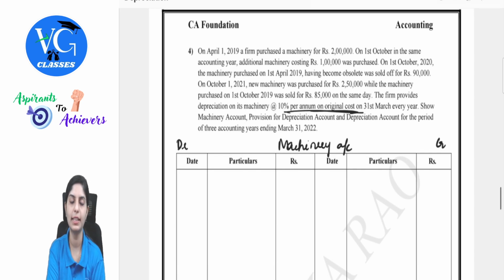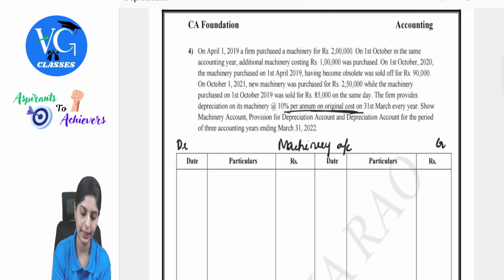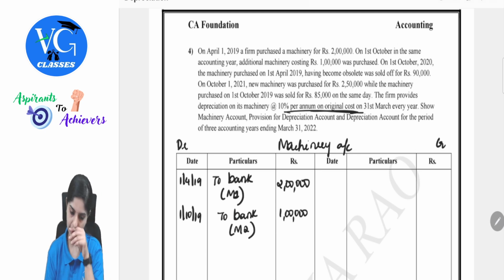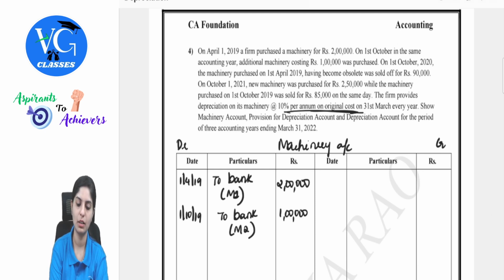On 1st April 19, a firm purchased a machinery for 2 lakh. So 1st April 19, to bank, machinery 1, 2 lakh. On 1st October 19, to bank, machinery 2, 1 lakh was purchased. On 1st October 20, the machinery purchased on 1st April 19, having become obsolete, was sold off for 90,000.